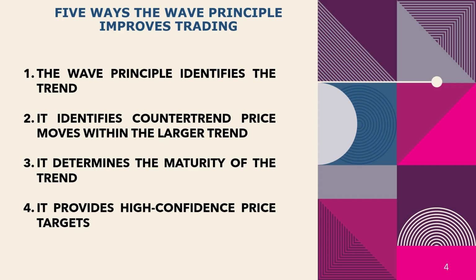Fourth point says it provides high confidence price targets. For this, Elliott Wave uses Fibonacci sequence. Fibonacci sequence was the mathematical basis for the wave principle. For example, all 3 motive waves tend to be related by Fibonacci mathematics, whether by equality, 1.618 or 2.618, whose inverse are 0.618 and 0.382 respectively. Also, corrections often retrace a Fibonacci percentage of the preceding wave.